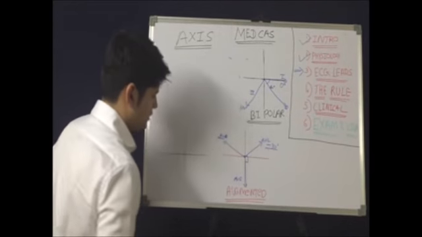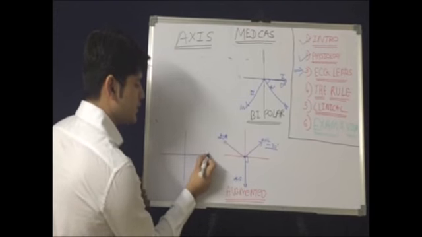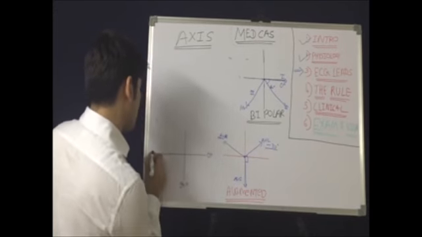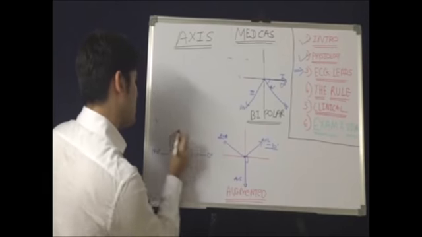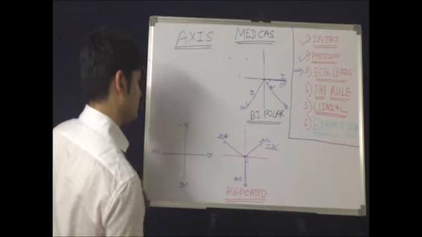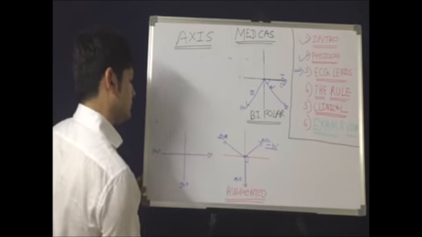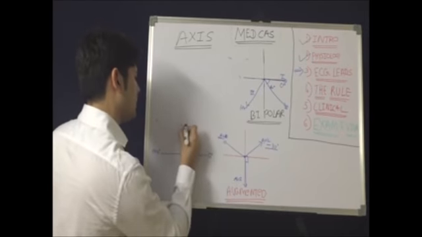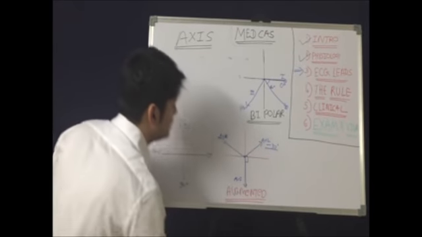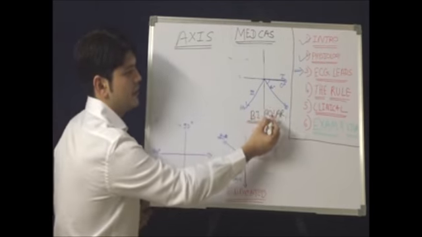Fine. So before we start, this is your 0 degree, 90 degree, 180 and minus 180 or minus 90, sorry. So this is your minus 90. Okay, now let's draw again the limb leads, or the bipolar leads.